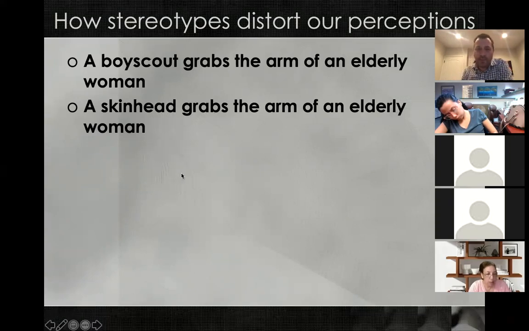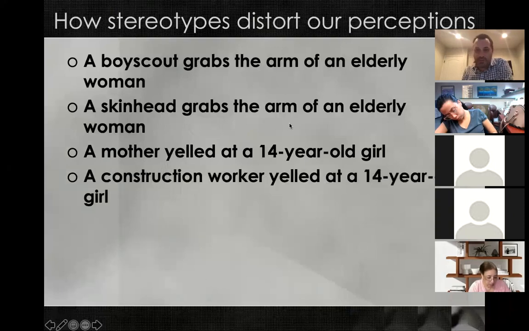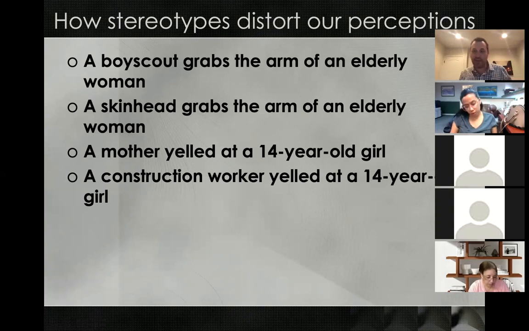In the same way, a mother yelled at a 14-year-old girl and a construction worker yelled at a 14-year-old girl might conjure up different images of what's actually happening in your head, not because there's anything in the sentence that leads you to form those impressions, but because we have stereotypes about mothers and about construction workers that change the way that we interpret information.